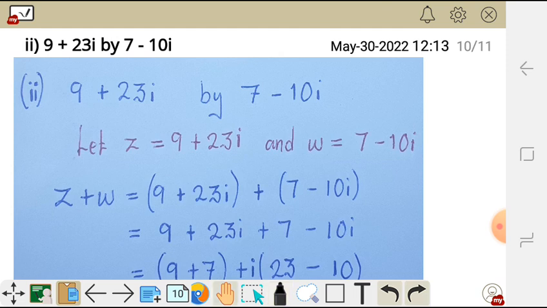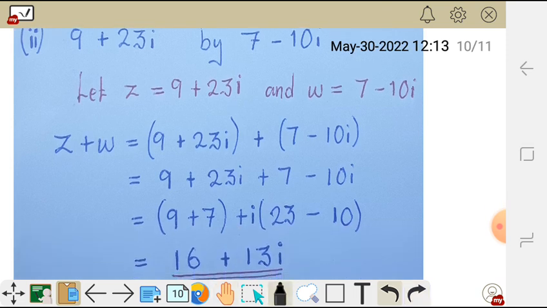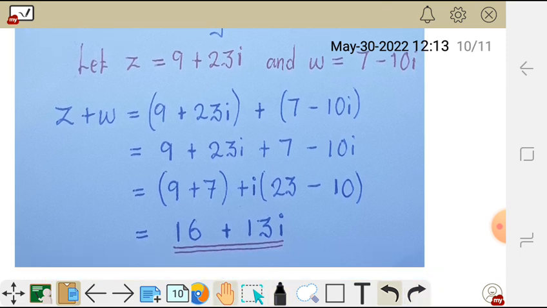Then from there we open these brackets. To open these brackets, we are going to have the first part the way it is, but the second part will be positive 7 minus 10i. So we add the real part with the real part, and the imaginary part we add to the imaginary part. To do that, we are going to have 9 plus 7, and then you factorize the i, then you are going to have 23, then this one is negative, so it will be negative 10. So you are going to have the sum of 16 plus 13i. So that's how to add complex numbers.